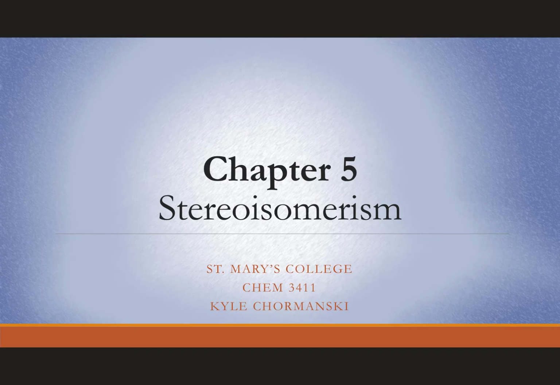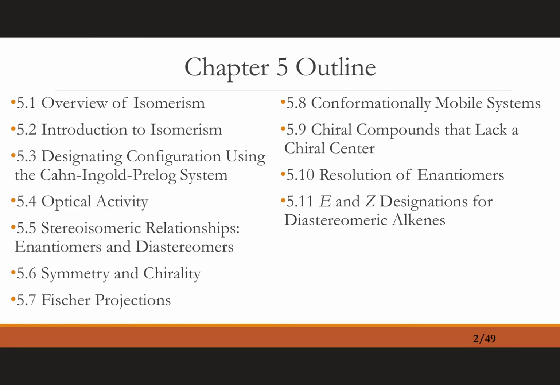Chapter 5 is Stereoisomerism, so that's what we're going to be covering here today. We're going to cover the parts of the first 4 sections in this lesson: overview and introduction to isomerism, designating configuration using the Cahn-Ingold-Prelog system, and then optical activity. That's where we're going to end, about halfway through that section.